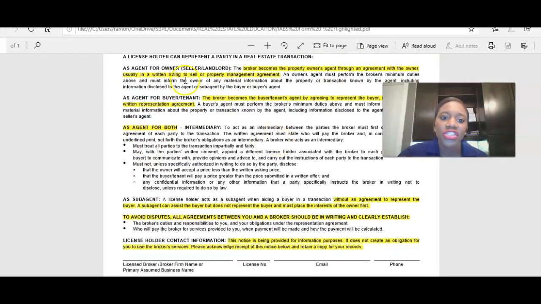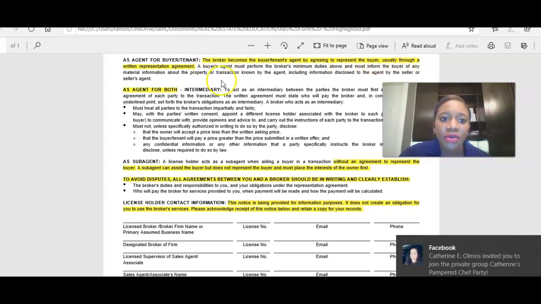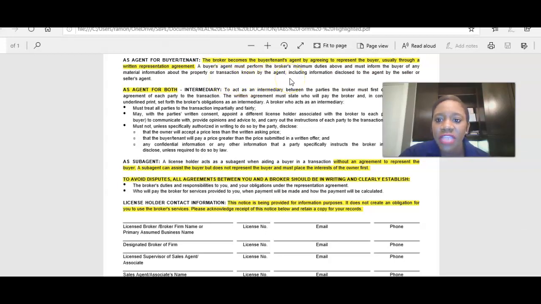So in a real estate transaction, you have a seller's agent and you have a buyer's agent. We're only going to talk about the role of the buyer agent in this particular video. The broker becomes the buyer or tenant's agent by agreeing to represent the buyer, usually through a written representation agreement. A buyer's agent must perform the broker's minimum duties above and must inform the buyer of any material information about the property transaction known by the agent, including information disclosed to the agent by the seller or seller's agent. So that's going to be a key benefit to having a person represent you on your behalf, is because any information they find out about the property, they're going to disclose and let you know.